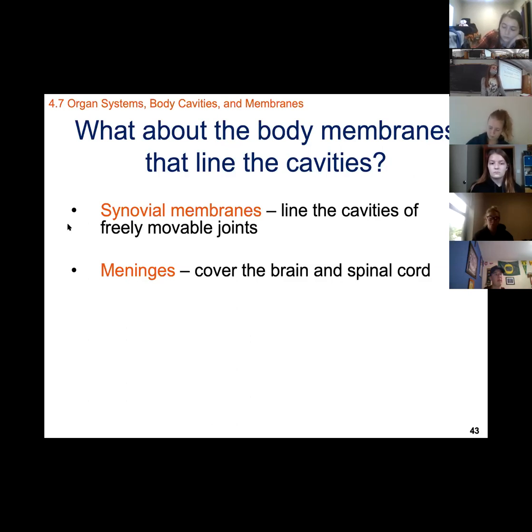Then you have the meninges. This covers the brain and the spinal cord, okay? So it's pretty self-explanatory there. It's super important for protection, but also for movement and fluidity.